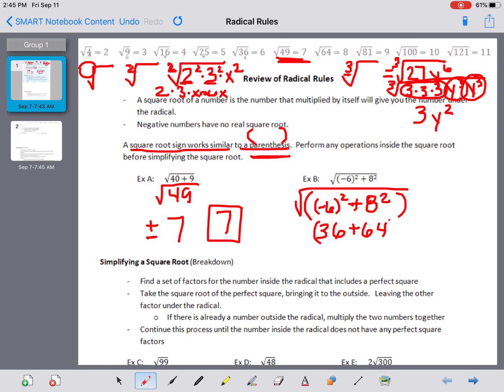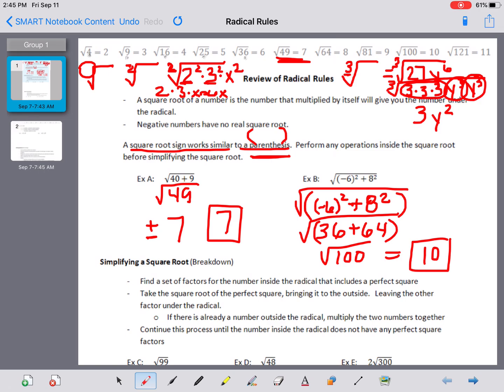All right, all of that is still inside my radical. So now I need to do some addition. 36 plus 64, 100, and the square root of 100, again, we're going to stick with the positive one, is 10. Okay, looks pretty.